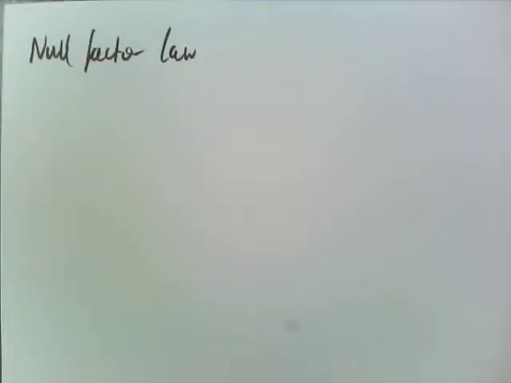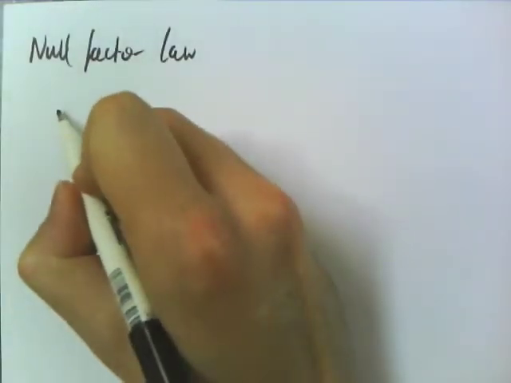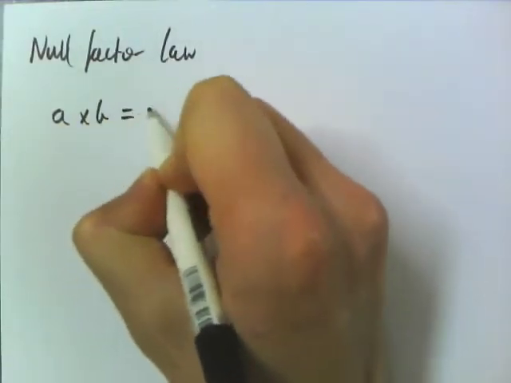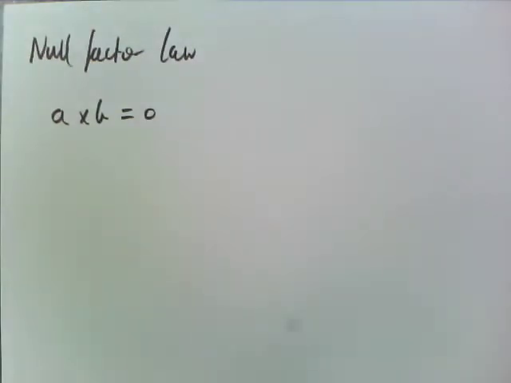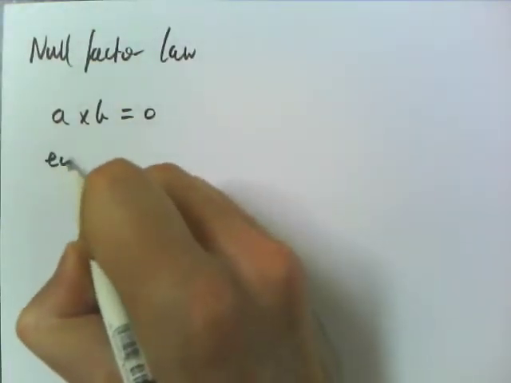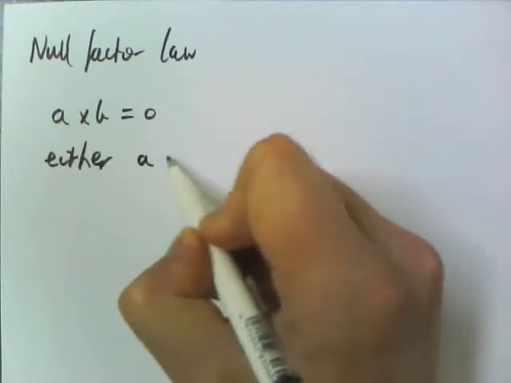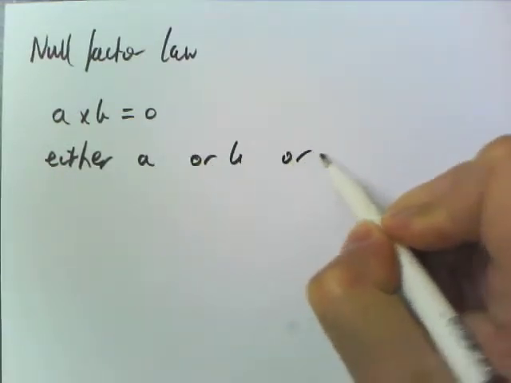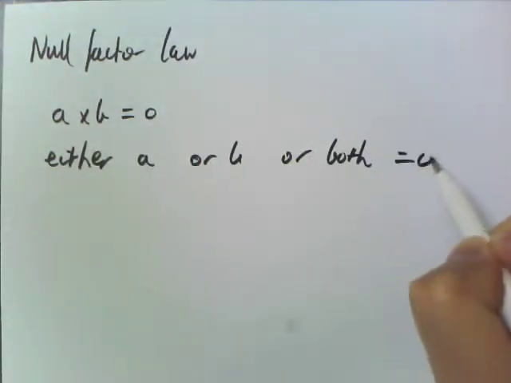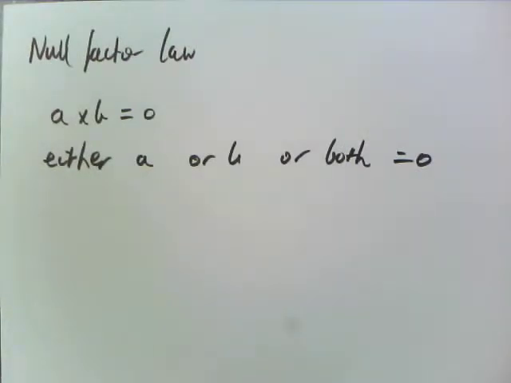The null factor law is all about solving quadratics. So this actually tells us something very particular. If A times B equals 0, then either A or B or both are actually equal to 0, and that's the null factor law.